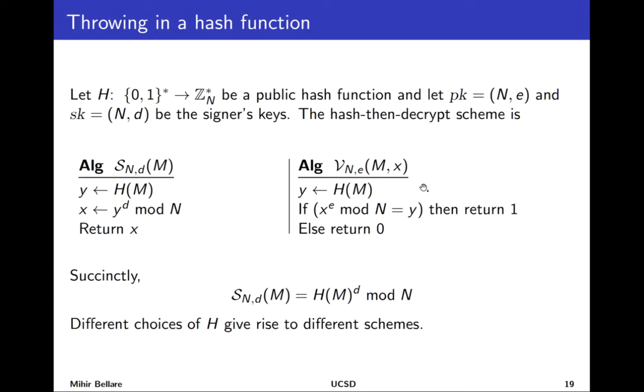How do you verify? You check that if you encrypt the signature x to the e mod N, you get back not the message, but its hash. Since the hash function is public, the verifier can also create this y, and when it's given this candidate message-signature pair, it can then do this check. So that's it. And it turns out that by and large, this is a very popular way to sign, and at some level, it's also good, but subject to properly doing the details.